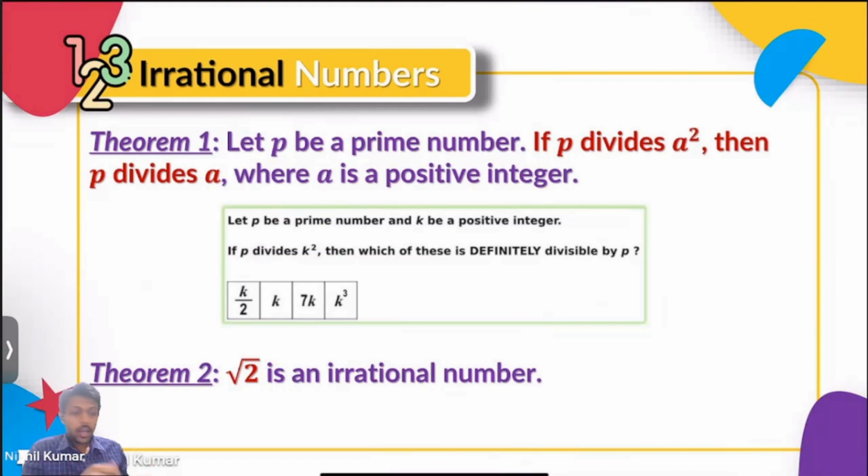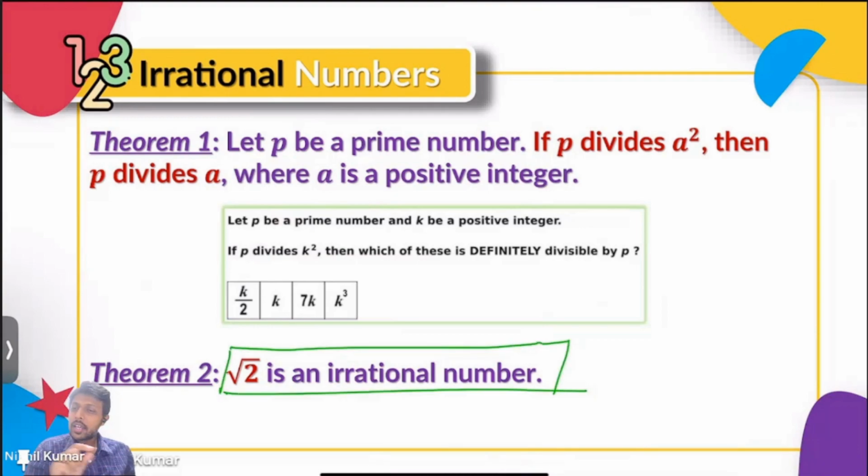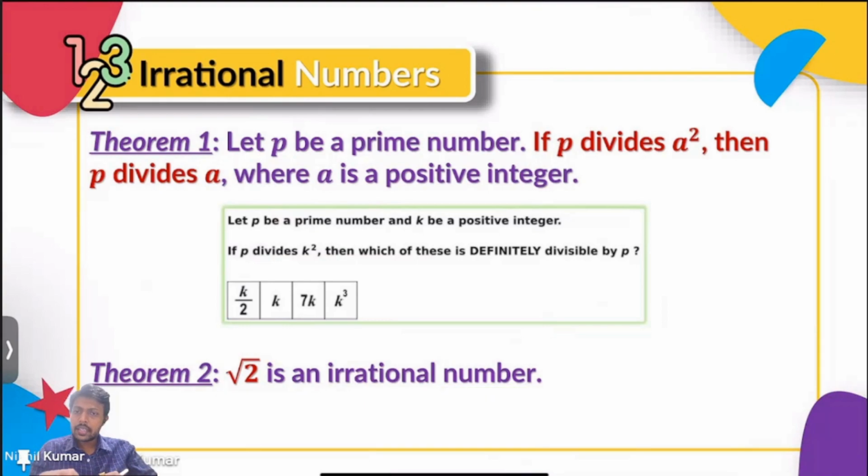In this section, we want to prove some things like this, that root 2 is an irrational number, and the theorem that we studied before this is going to help us. What's that theorem? This one. So let's go step by step. Okay, first let's look at the first theorem. So this theorem says, if p is a prime number and p divides a square, that means p must be dividing a also.